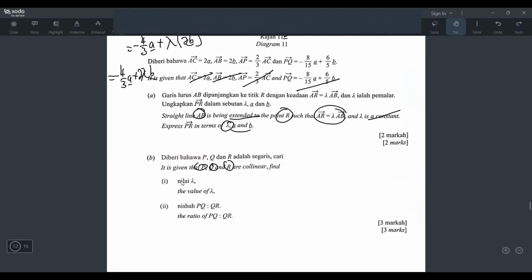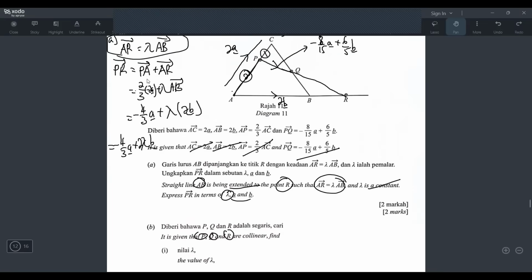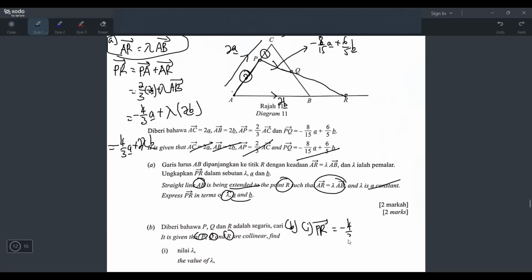Okay, let's see what I want. Find B number 1, the value of lambda. Or means this ratio lah. Okay, how to find lambda? Let's see. PR I have already. Okay, I think I know. So I already have vector PR from my previous question. So let's write down vector PR. It's negative 4 over 3A plus 2 lambda B. So now PR vector is the whole thing.